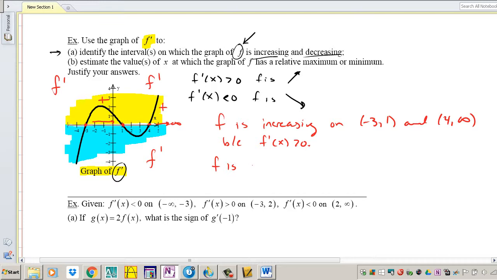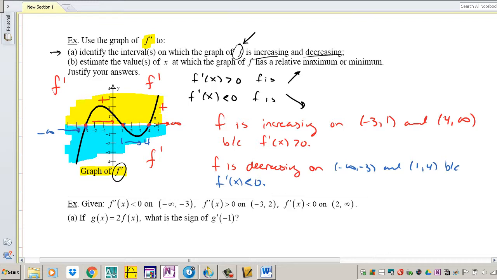F is decreasing on, well, this time we're going to be looking at the intervals where the graph is negative. So it's negative from negative infinity to -3, we have a negative derivative, and from 1 to 4 we have a negative derivative. So f is decreasing from negative infinity to -3 and 1 to 4. And then justify your answer: because f prime is negative. And you're done.